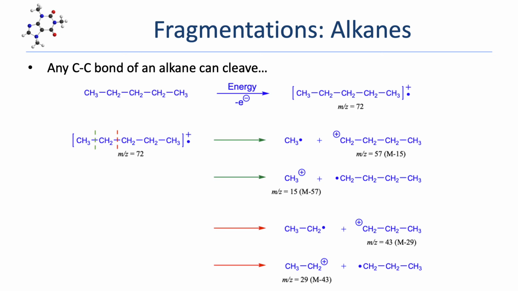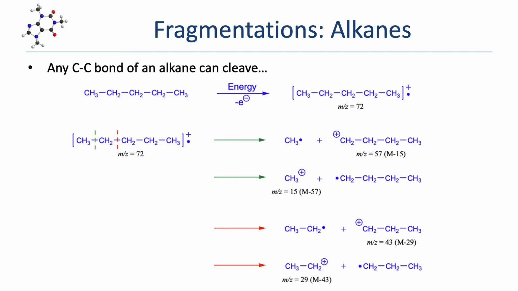Again, you would only see the cation in the actual spectrum, and it weighs 43, or M minus 29, 29 being the mass of an ethyl radical. If that electron were to stick to the rightmost carbon of that bond, you would wind up losing a propyl radical and creating an ethyl cation, which would weigh 29, and again, in relative terms to the molecular ion, it would be M minus 43, 43 being the mass of a propyl radical.